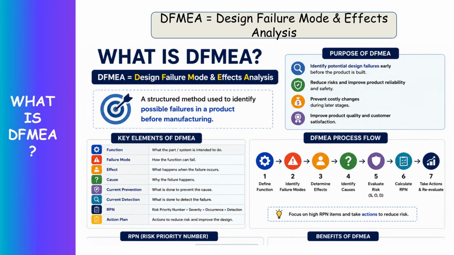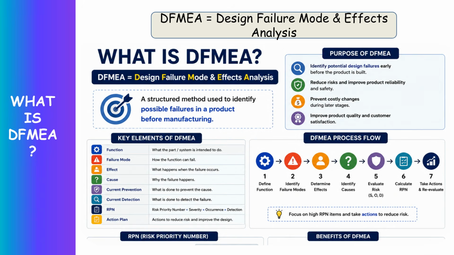It is a structured engineering method used to identify possible failures in a product before manufacturing begins. In simple words, DFMEA helps engineers ask questions like, what can fail? Why can it fail? What will happen if it fails? How serious is the failure? Can we prevent it? And based on these answers, engineers improve the design before production starts.